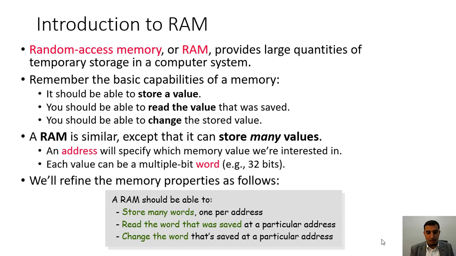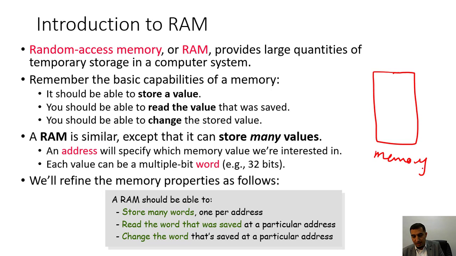Now, in general, what is random access memory? Random means عشوائي. This means that I can access any memory location inside my memory at any time by just giving an address.